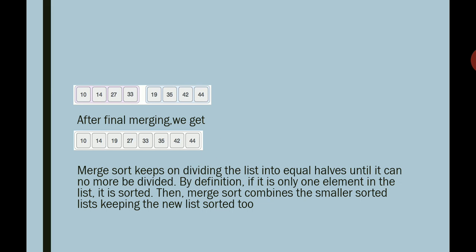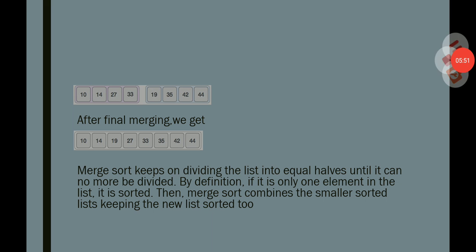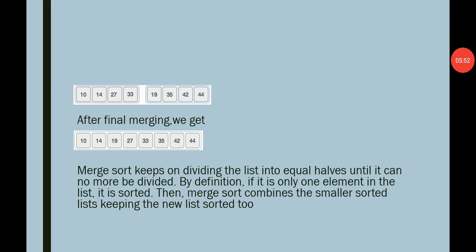Merge sort keeps on dividing the list into equal halves until it can no more be divided. By definition, if there is only one element in the list, it is sorted. Then merge sort combines the smaller sorted lists, keeping the new list sorted too.